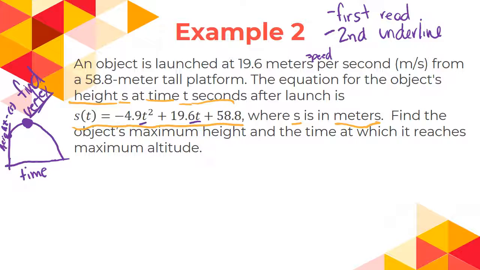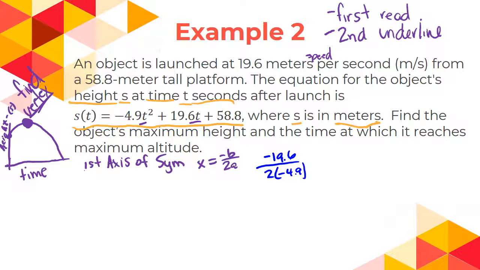So in order to find my vertex, I have to go back to what I know from my previous example. I need to find my axis of symmetry because that's going to be the x value of my vertex. So x equals negative b over 2a is what I'm going to need. So if I go ahead and plug in, my b value is negative 19.6, or excuse me, the b is 19.6, the negative from the equation, and then 2 times a, which is negative 4.9.